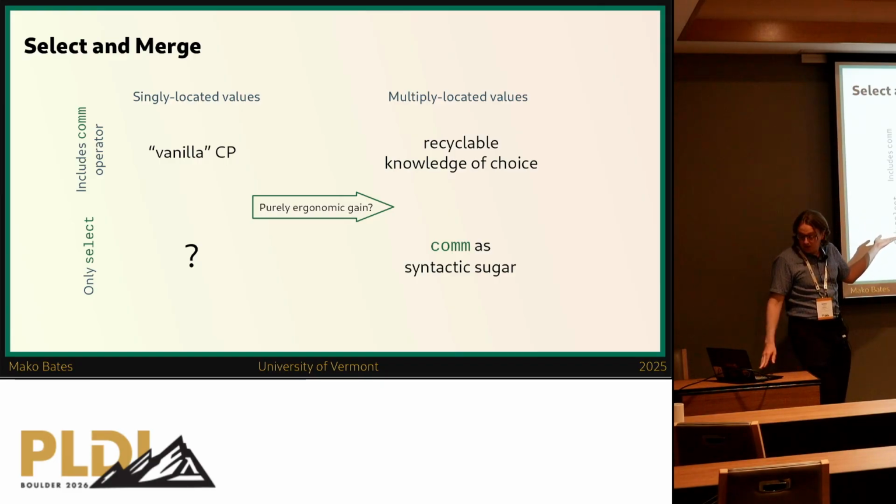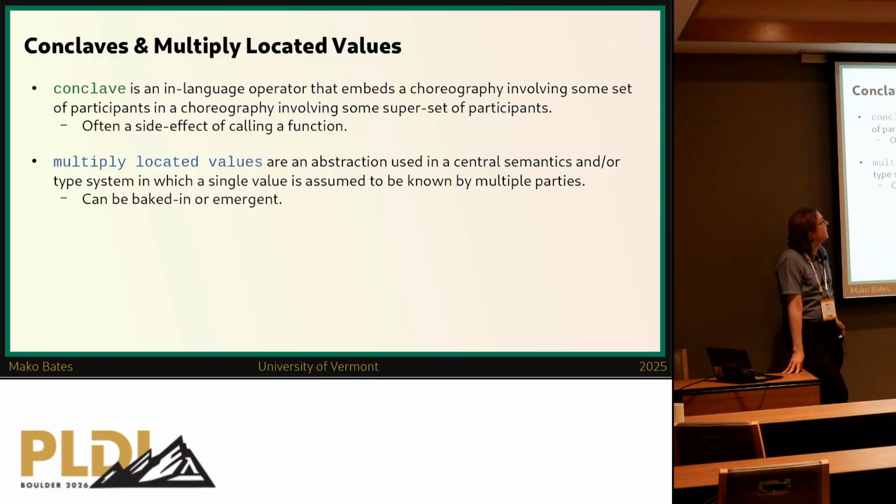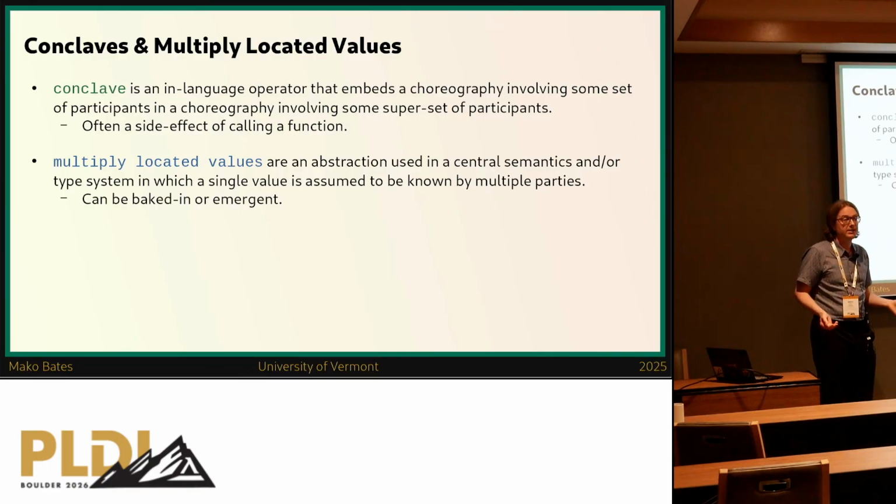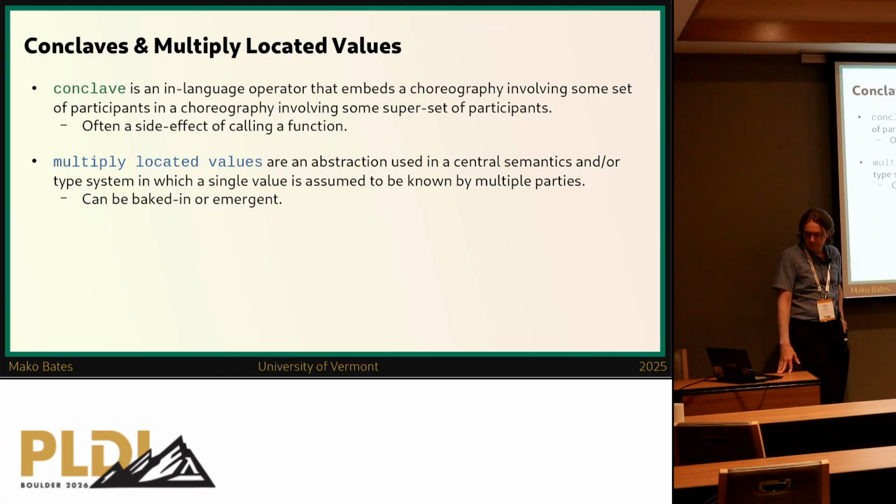So maybe that is a purely ergonomic difference. Let's do the same kind of exercise for conclaves and multiply located values. A conclave is an in-language operator, it won't always be called conclave, that lets you use a choreography with one census, with one set of participants, in a place in your program where you would expect a choreography with some larger set of participants, a larger census. A lot of languages that I've seen do have this, and it's implicit in the act of calling a subroutine or calling a function, and that's actually a really easy and reasonable way to do it.